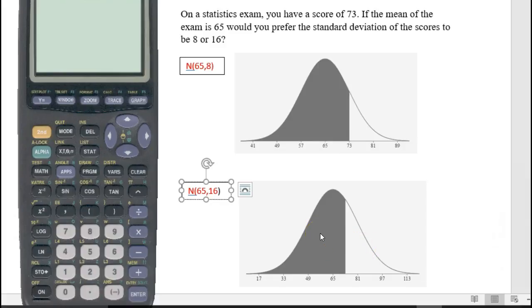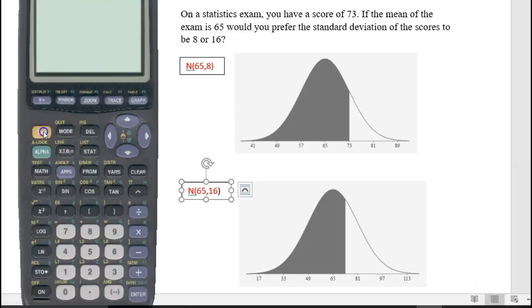But I do want to actually really try to prove it and make sure I'm right. I don't want to just use my eyes to make that decision. So I need to do a little bit of work. I need to figure out exactly what is the area of each of these curves. The area of the curve is equal to the percentile because we know the entire curve has an area of 1 or 100%. So if we can figure out right where we are, this percent will be the percent that I've done better than. So to do that, we just use our calculator.